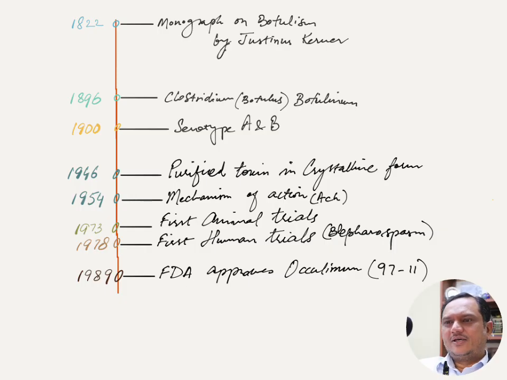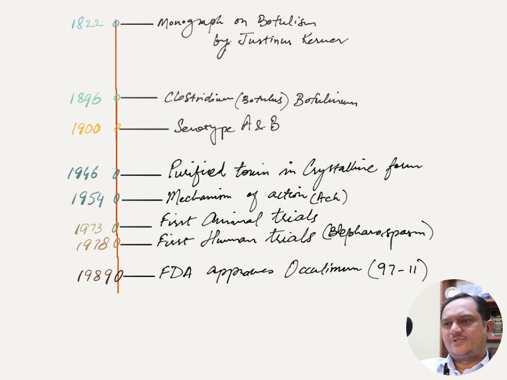This is the quick summary of the timeline that we just went through. 1822 was the detailed monograph by Justinus Kerner. 1896, discovery of Bacillus botulinum, which is later named as Clostridium botulinum.